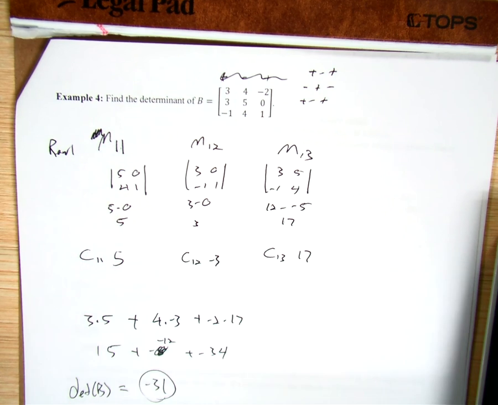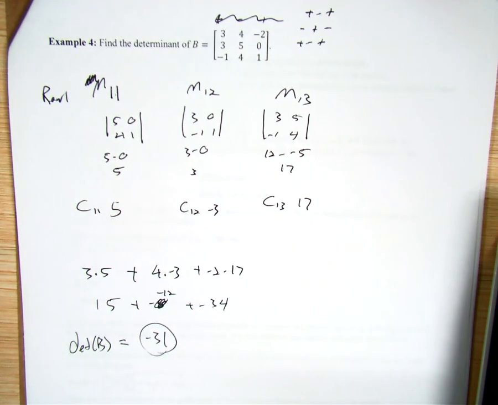How about that? Okay. If you don't believe me, try a different one. Check it out. Try a different row. Try a different column even. Negative 31 is what we should be getting.